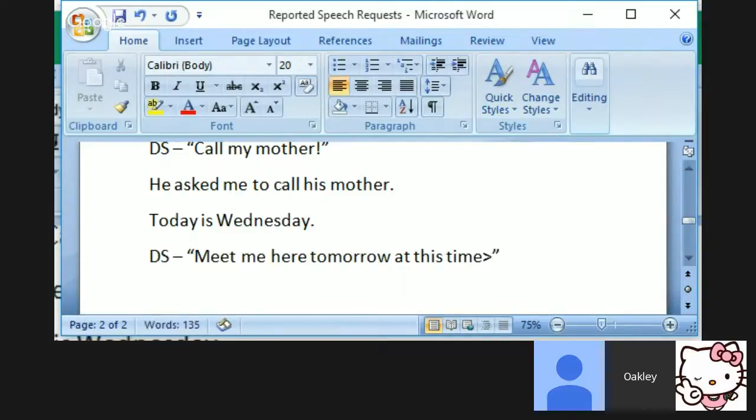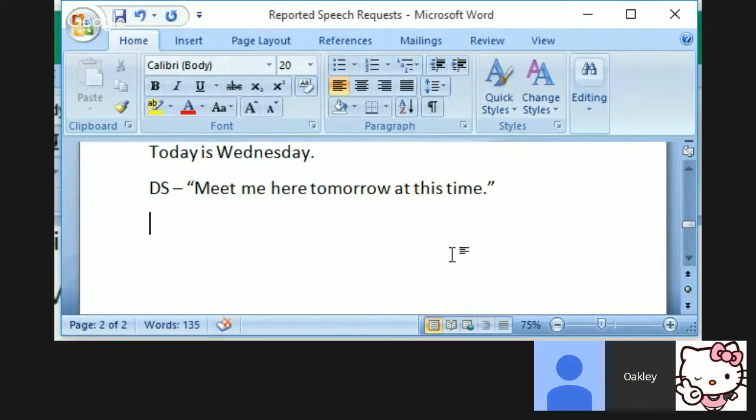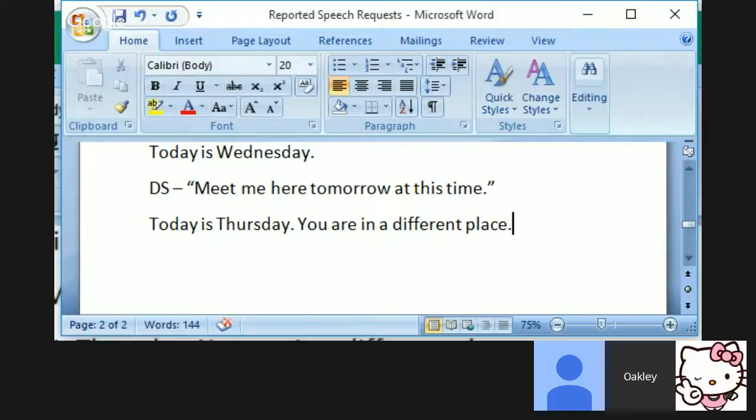So we've got elements of place. We've got time elements as well. How do we cope with this if we're doing reported speech? You're going to do reported speech, but today is now Thursday. I'm not done torturing you yet. Today is Thursday, and you are in a different place. He said that.